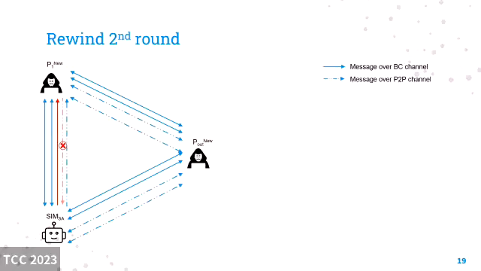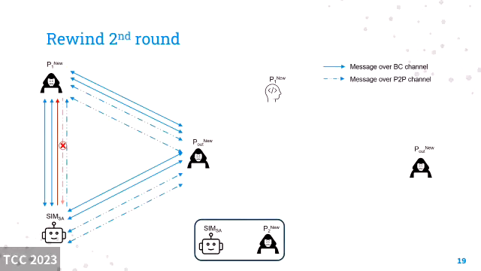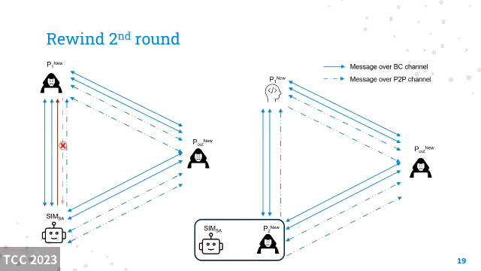Then what will happen in the actual attacking scenario? In the actual attacking scenario, the adversary controls party 2 and party L. Party 2 internally runs this specific simulator on the left-hand side, and they will communicate with each other.